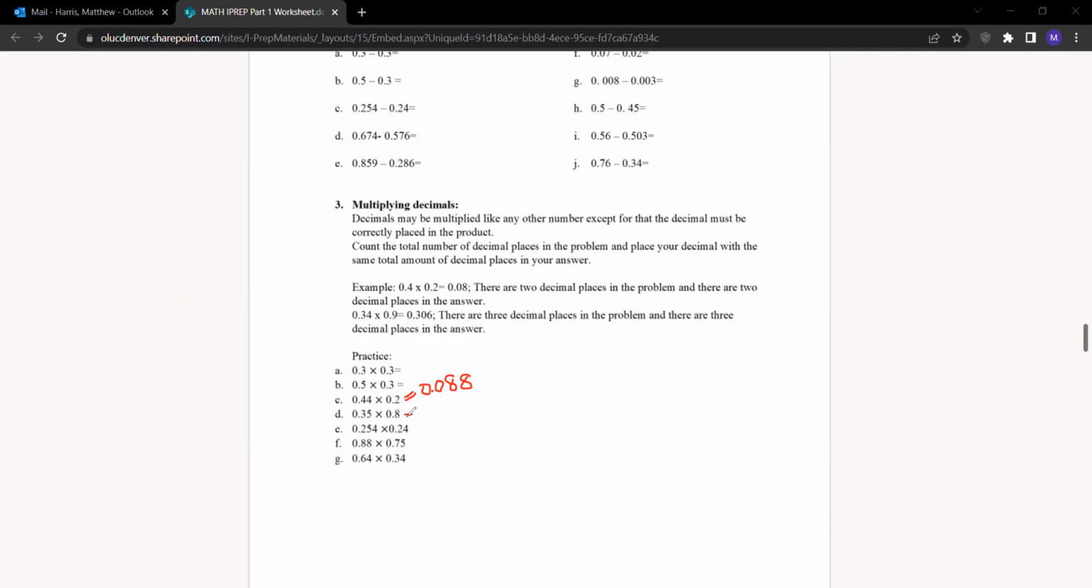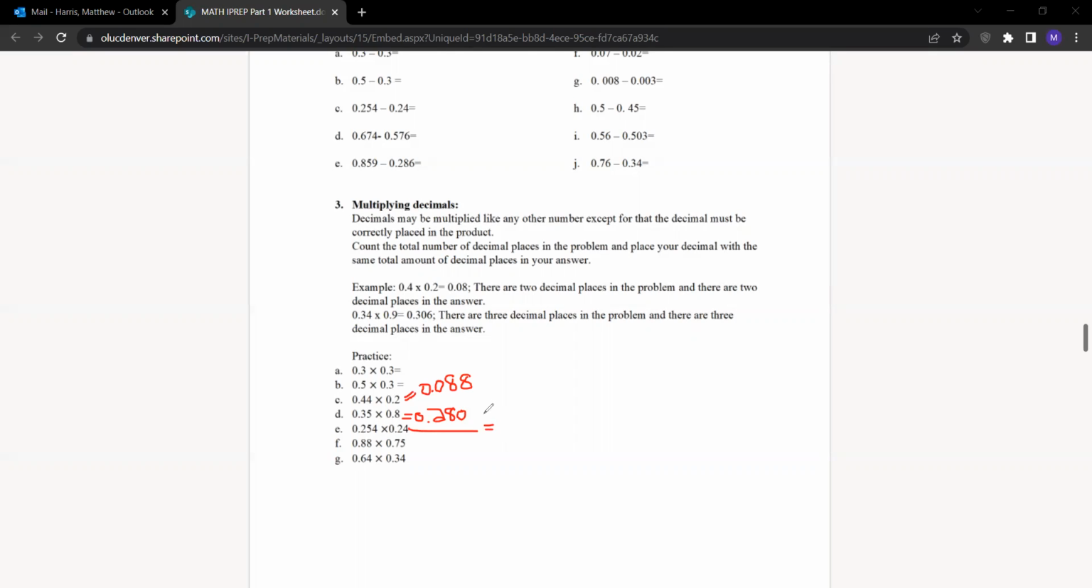All right, so this is going to give you 280. We have 1, 2, 3 behind the decimal, so 1, 2, 3. So 0.0280. All right, to the next one.